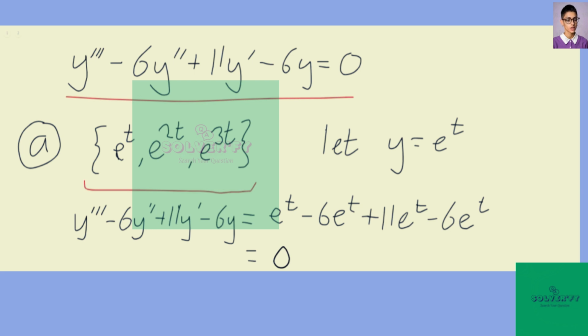The other elements of this set can be easily shown to be solutions in the same way. So now, to show that they're linearly independent, let's write it as C1 times the first element e to the t, plus a constant C2 e to the 2t, plus a constant C3 times e to the 3t, and let's say that that is equal to 0.